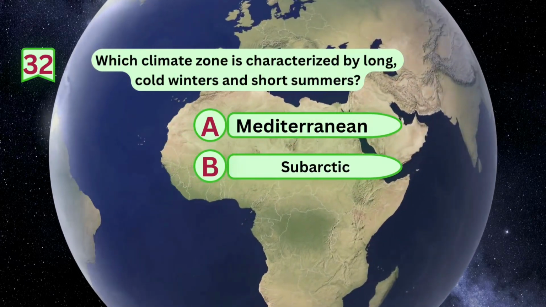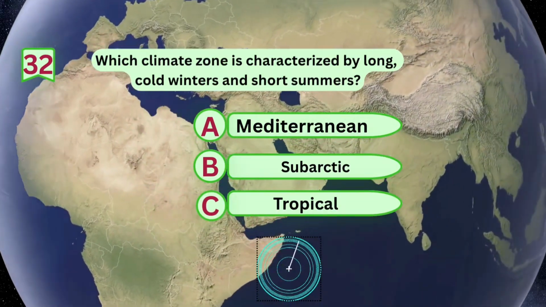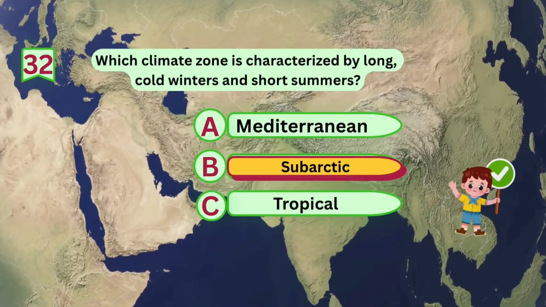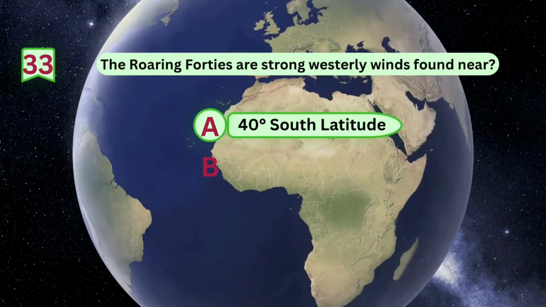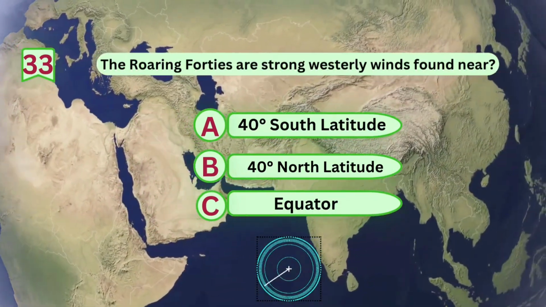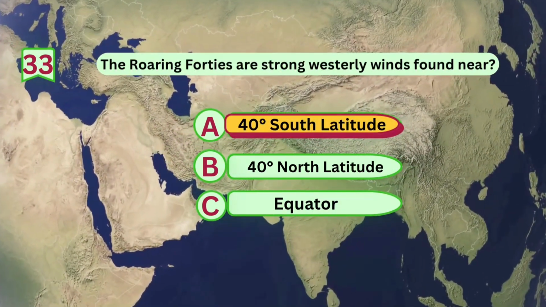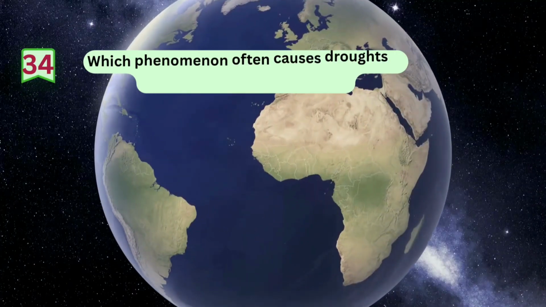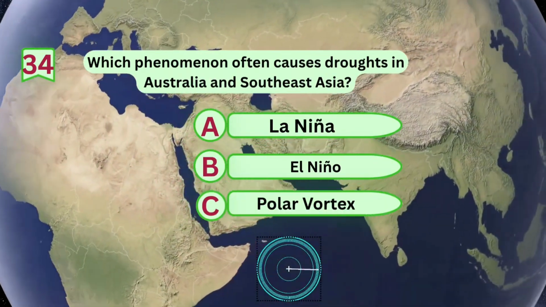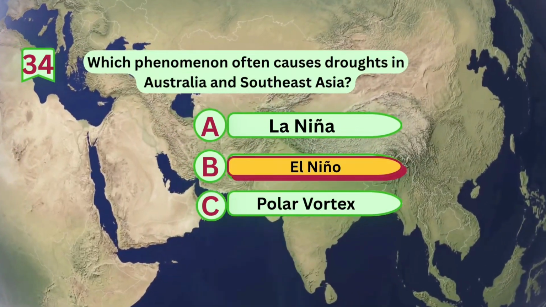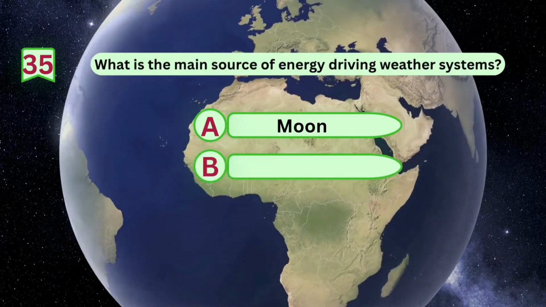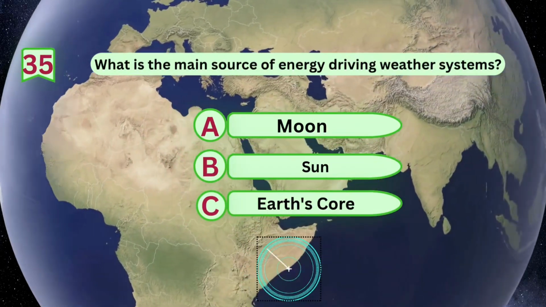Which climate zone is characterized by long cold winters and short summers? The Roaring Forties are strong westerly winds found near... Which phenomenon often causes drought in Australia and Southeast Asia? What is the main source of energy driving weather systems?